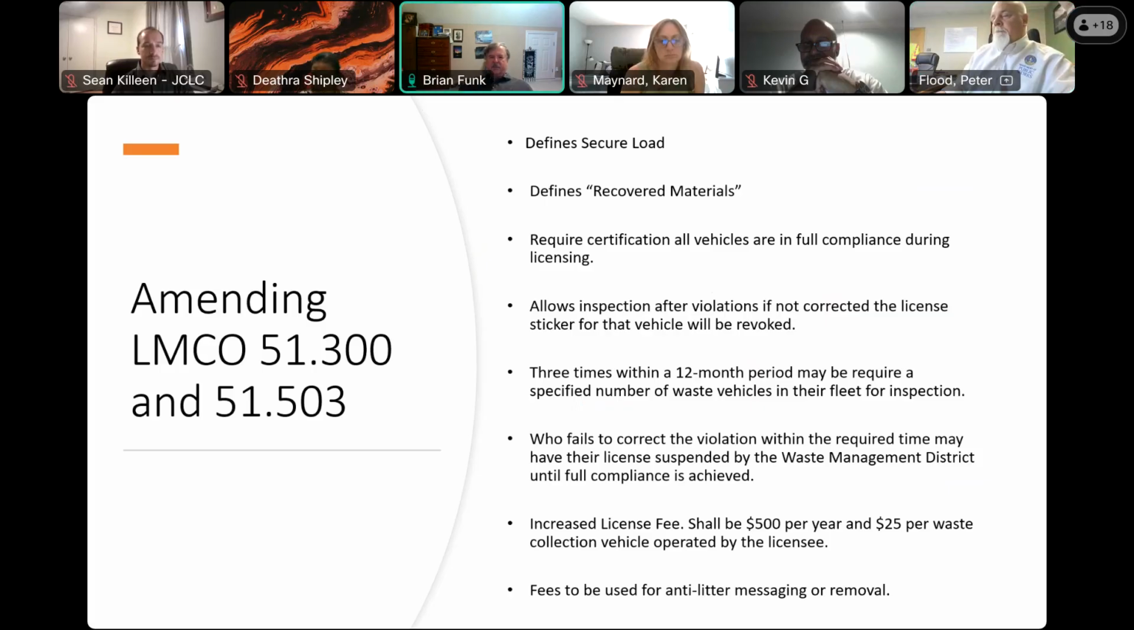Yeah, because the fourth bullet there says, allows inspection after violations. If not corrected, the license sticker for that vehicle will be revoked. Well, if there's a company with multiple vehicles, do we have to wait for that one vehicle to have 3 violations within the 12-month period, or is that the licensee in total?